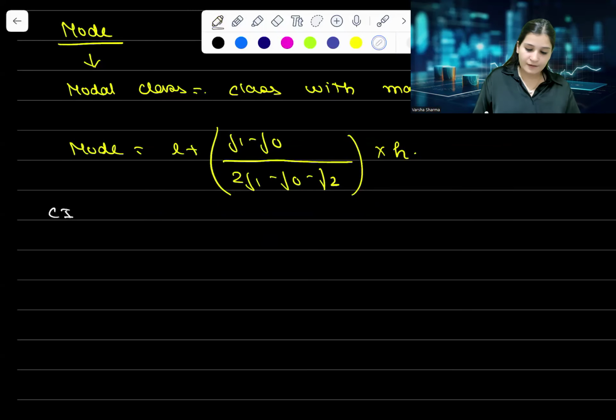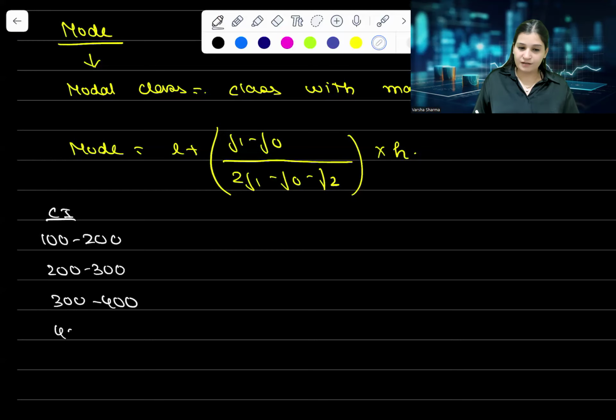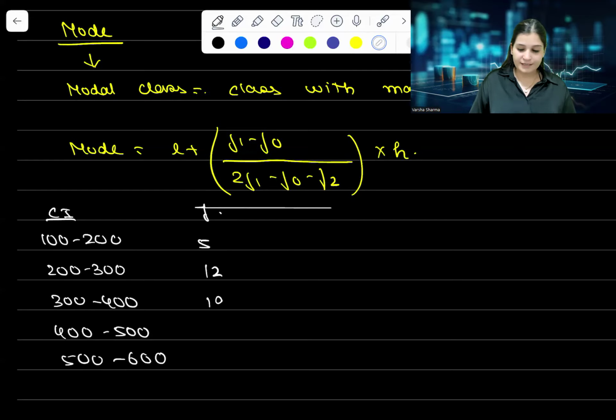Class interval 100 to 200, 200 to 300, 300 to 400, 400 to 500, 500 to 600. Frequency 5, 12, 19, 11, 6. Find out the mode.